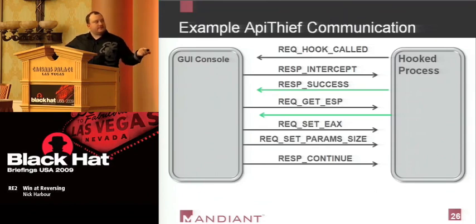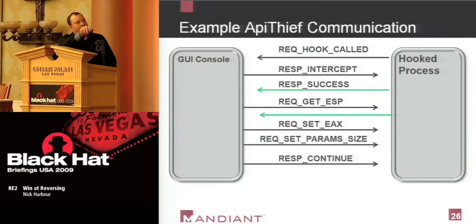So you get a request from a hook call, and the GUI console tells it whether or not to intercept or inspect or whatever. And there's a bunch of these success messages that get passed back. The success messages will actually carry data payloads. So if they say get ESP, for example, the success packet is actually going to contain the ESP value in kind of a data payload for it.